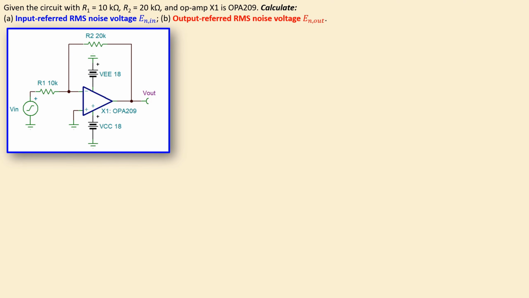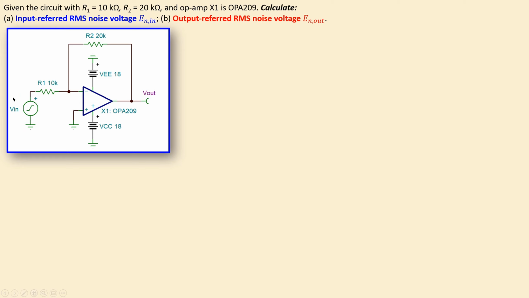We have the following circuit given, which is an inverting amplifier, which has a feedback resistor R2 of 20 kilo ohms, and it has an input resistance of R1, which is 10 kilo ohms. And the op-amp here we are using is X1, which is an OPA209. What we want is calculation of the input referred RMS noise voltage, which is given by the capital letter E sub N in, and the output referred RMS noise voltage, which is then capital letter E sub N out. So those two are unknowns.